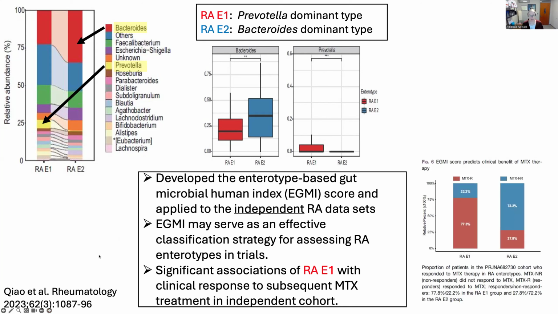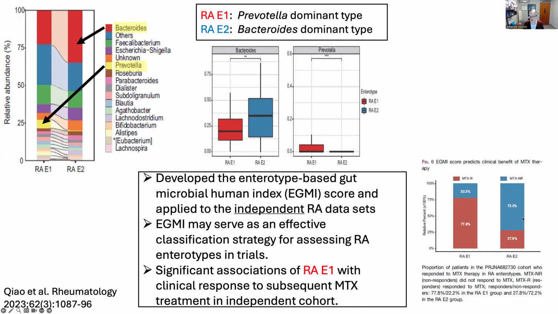And they developed an enterotype-based gut microbiome human index, which they call EGMI, thank goodness, so we don't have to keep saying that, which is basically a score based on this figure. And we're able to apply that to independent RA data sets. So this is, again, this important aspect of validation, both within your data, but also externally. And they want to show that that EGMI score could classify patients according to this kind of enterotype.